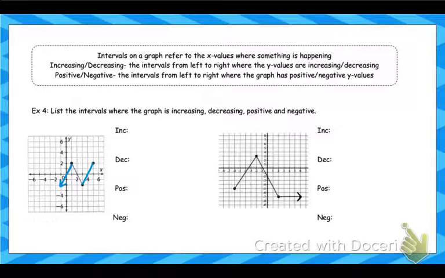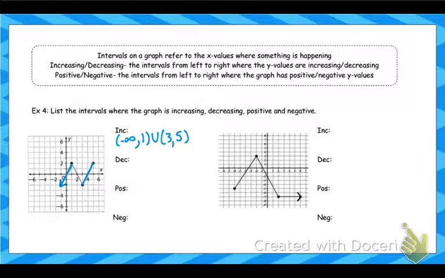Now to list where that's happening, I'm going to list the x values, because again, we're saying on what interval. So the x values there, well, that arrow keeps going to the left. So that's from negative infinity all the way until the x value of 1. Then it picks back up at 3, and then it continues until 5. Again, we're listing x values here.